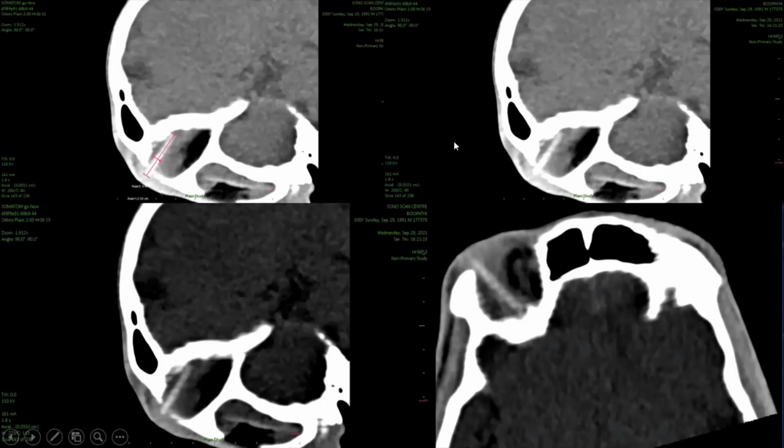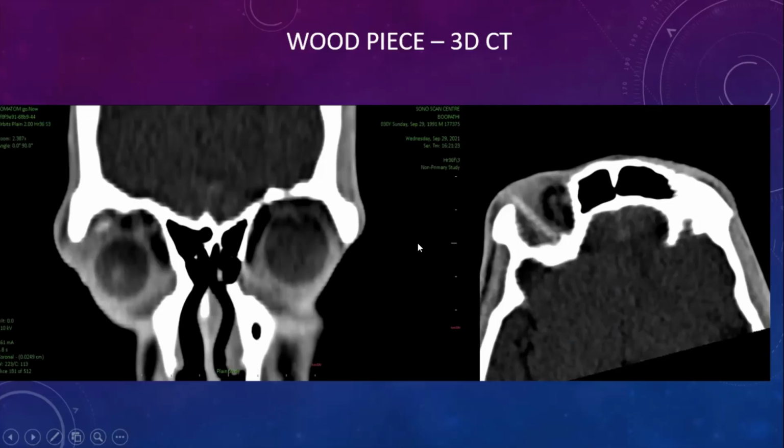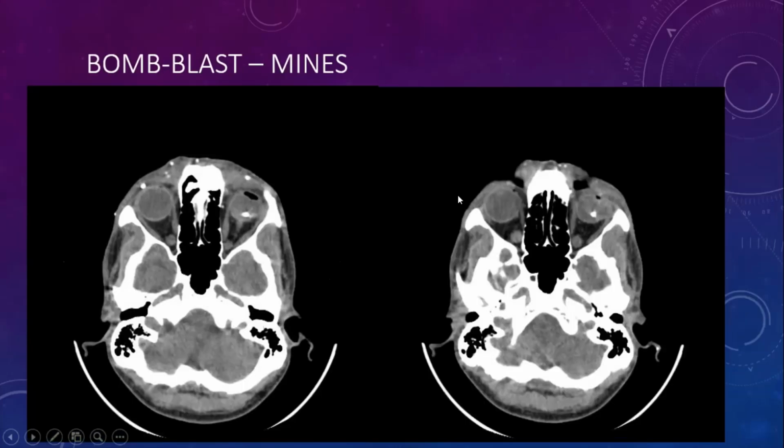So this is a case of a wooden piece foreign body. Luckily, we got it in CT itself. Here it is going above the eyeball along the superior rectus muscle. Such a large wood piece was noted here. The same wood piece foreign body is seen in coronal and axial planes along the superior rectus muscle. So this was a case from a dynamite blast from the sand mines.